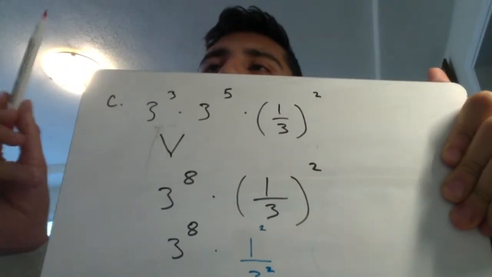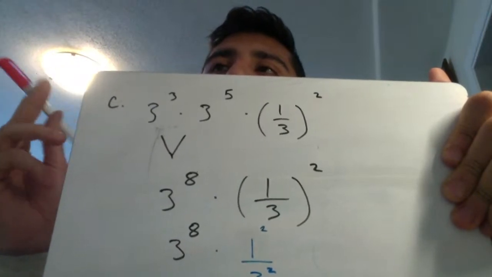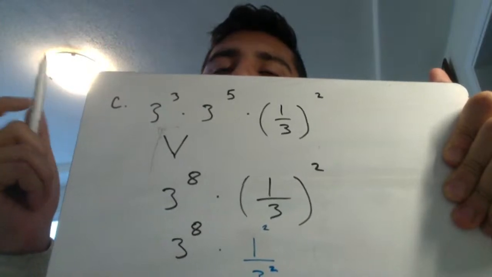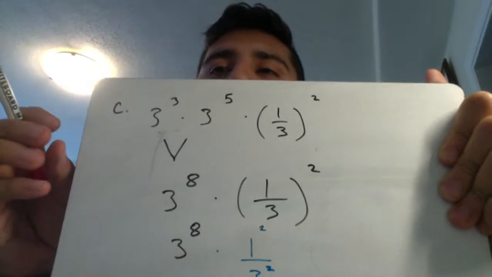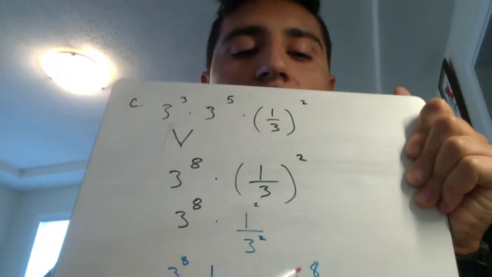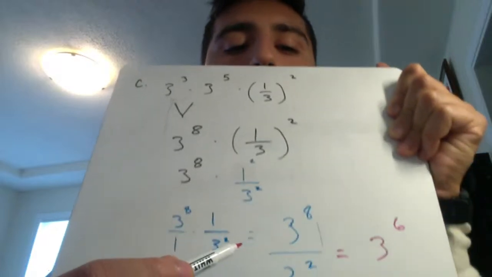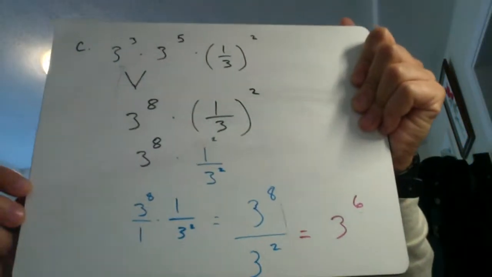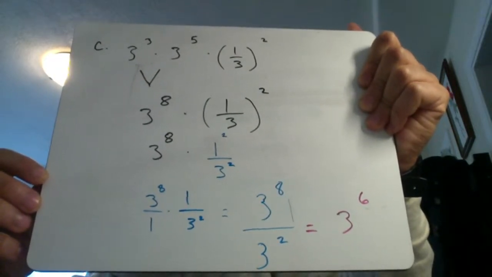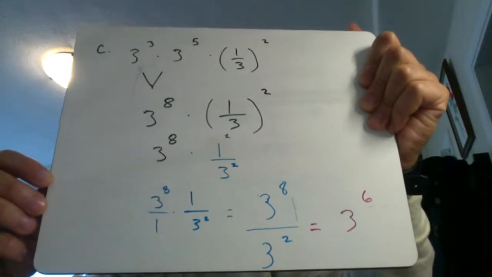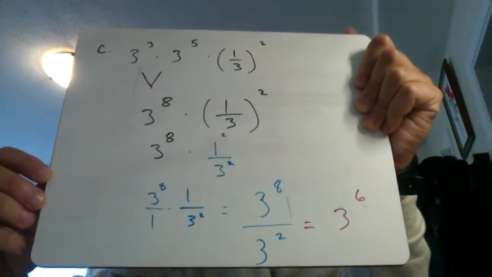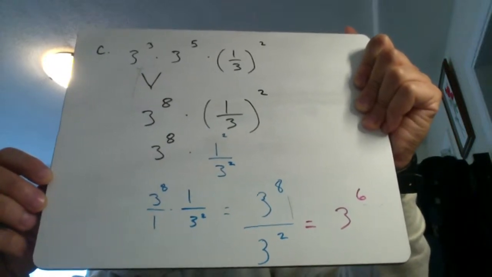Okay, after that, when we get 3 to the 8th times 1/3 squared, we can rewrite that as 1/3 squared, like this, with the exponent in the denominator. Okay? After that, we can just simplify and realize that we have 3 to the 8th in the numerator and 3 to the 2nd power in the denominator. And then we can use the quotient rule to get 3 to the 6th.